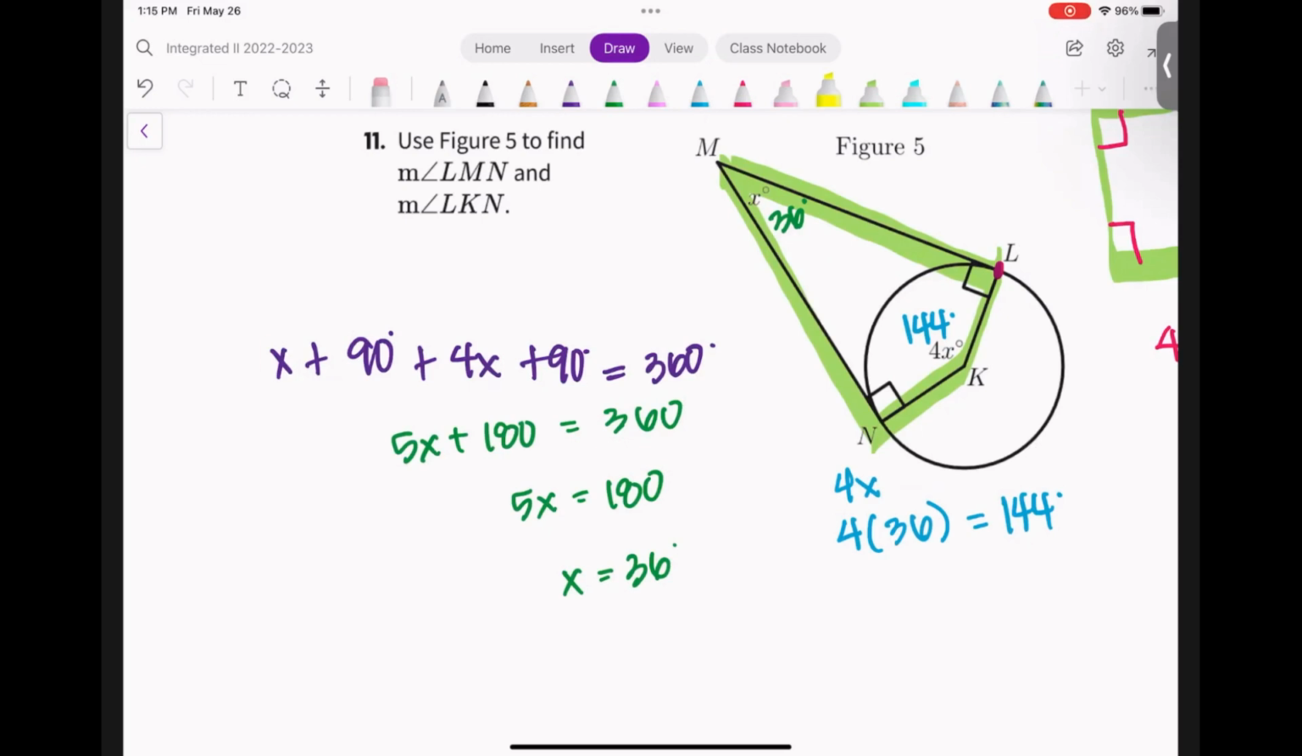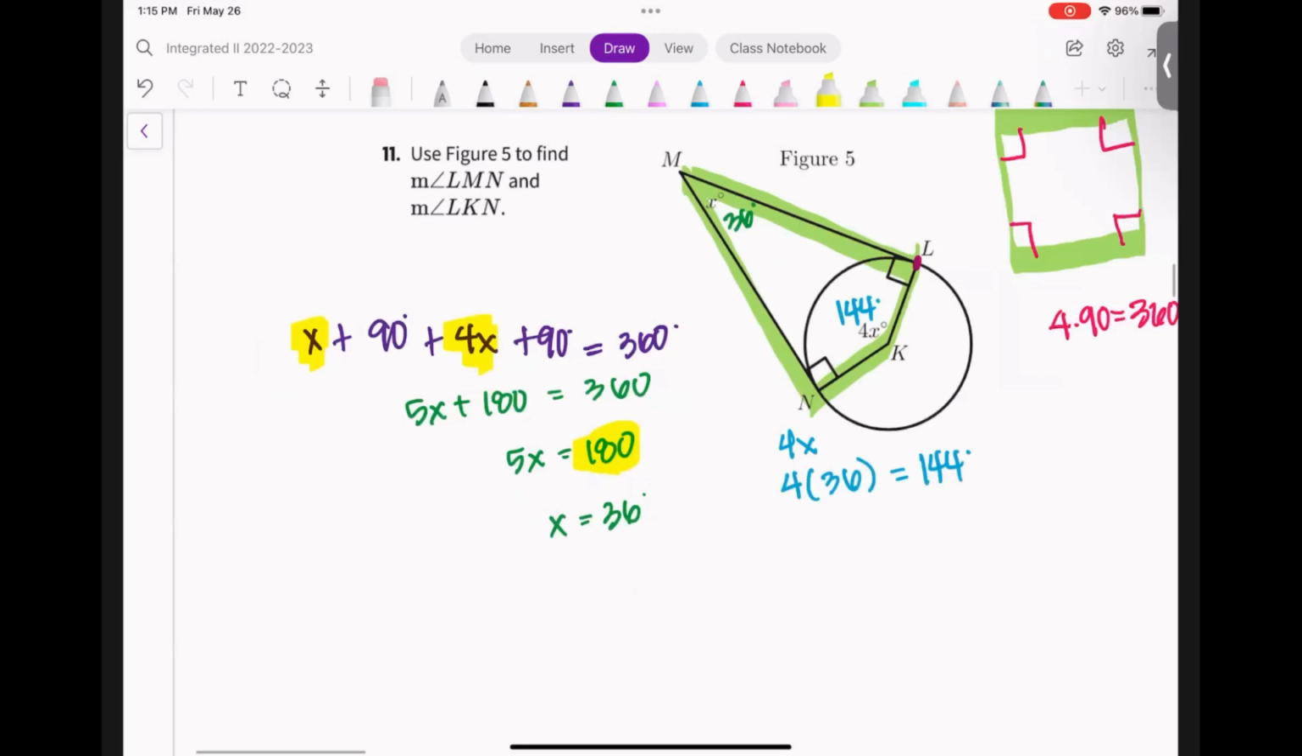Right? I see x plus 4x, Ms. Johnson, but I got all that other stuff. But if you moved that over, that's why we got this 180 right here. Does everybody see that? So the theorem that you could have used is these two angles here and here add up to 180, right? Those two angles add up to 180.